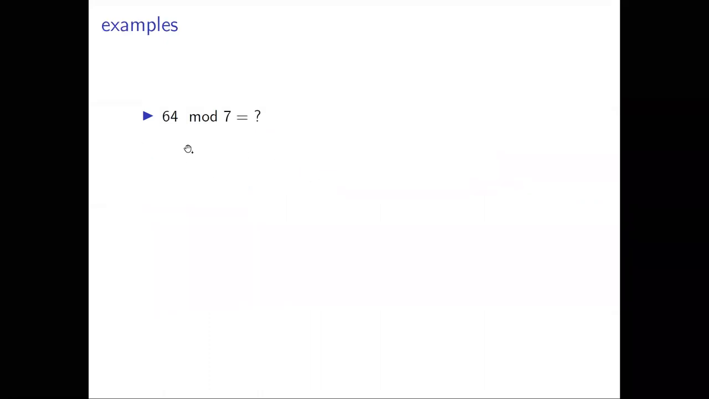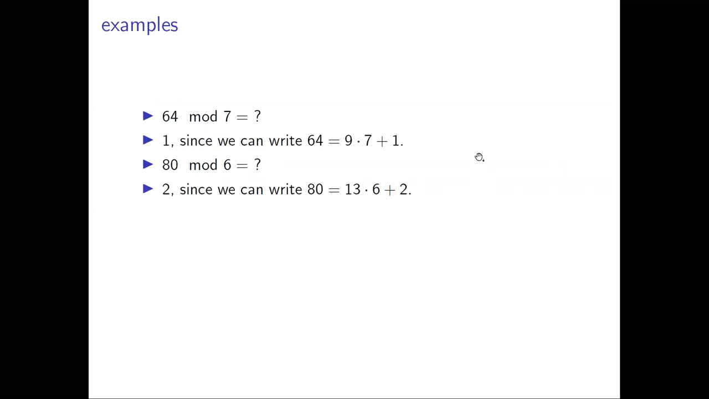And in this case, our a is 64, the d is 7, the q is 9, and the r is 1. So 64 mod 7 is 1 here. 80 mod 6, similarly, all we have to do is find some way to express it as dq plus r, where d here is 6. So 6q plus r for some integer q and some r, which is between 0 and 6, but not equal to 6. And we can take r equals 2 because we can write 80 equals 13 times 6 plus 2.